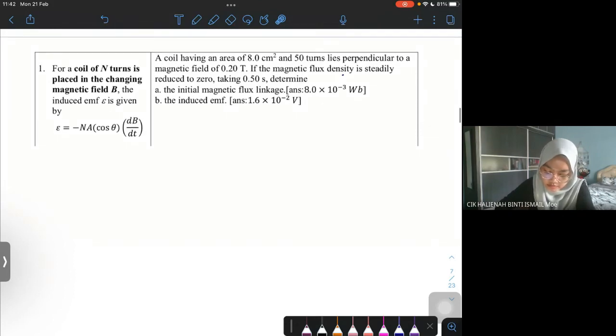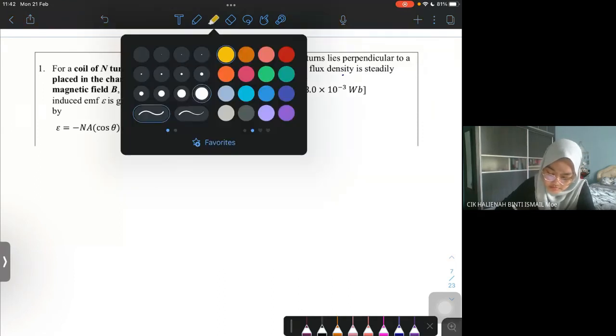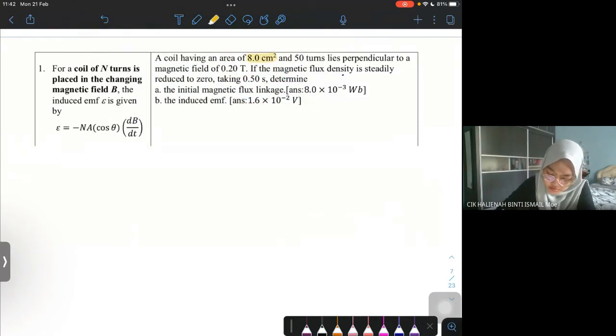Okay, so we are given here a coil having an area of centimeter square and 50 turns, lying perpendicularly to a magnetic field of 0.2 Tesla. If the magnetic flux density is steadily reduced to 0, taking 5 seconds, determine the initial magnetic flux linkage and the induced EMF.